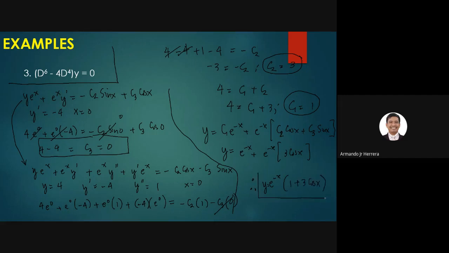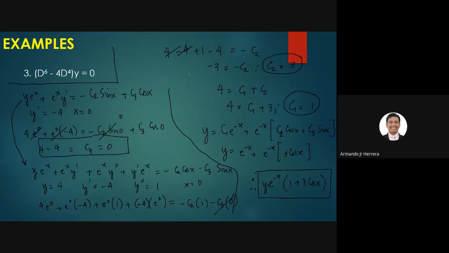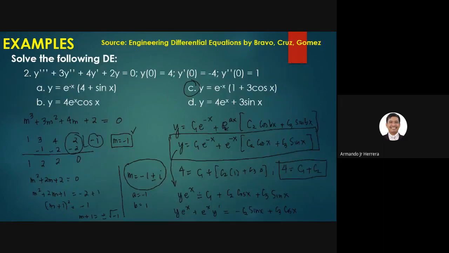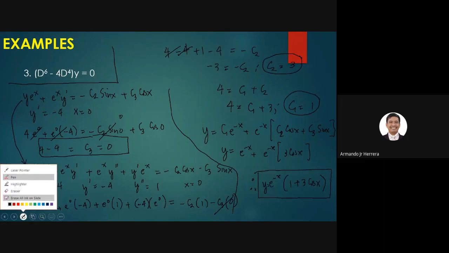So this will be my particular solution. So my particular solution is letter C, e to the negative x times 1 plus 3 cosine of x. Okay, so that will be our answer. So let's proceed with our third example.